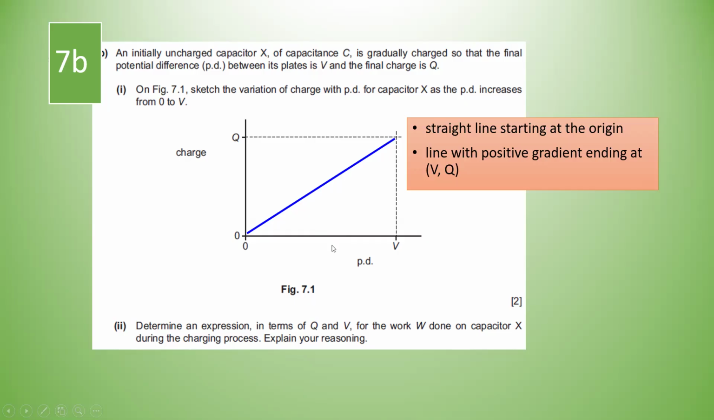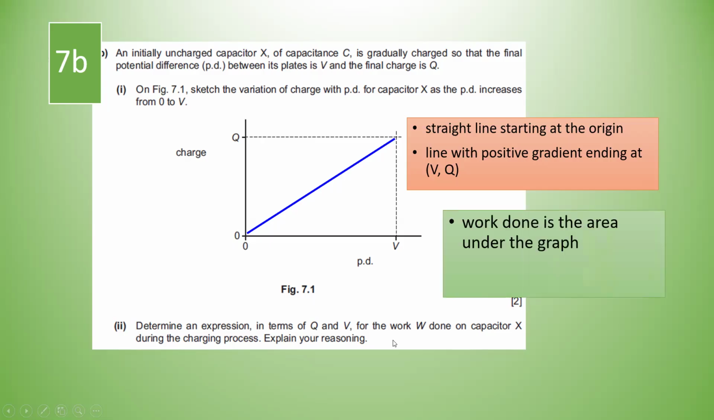Determine the expression in terms of Q and V for the work done on the capacitor X during the charging process. Explain your reasoning. Work done is the area under the graph. It is half QV.